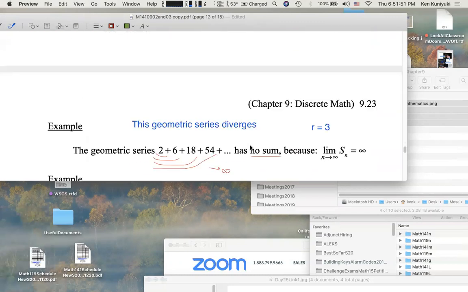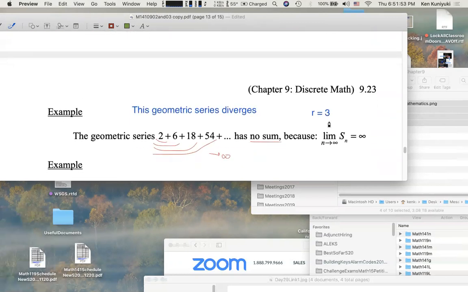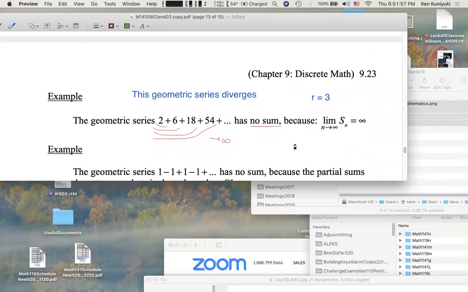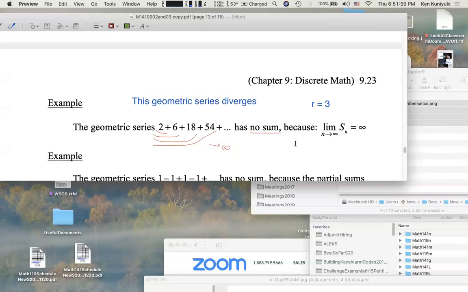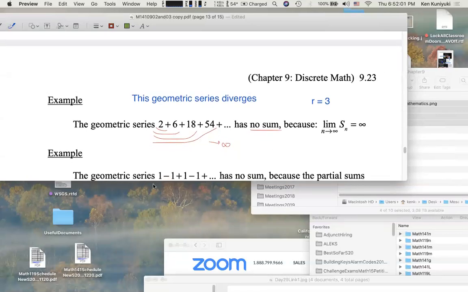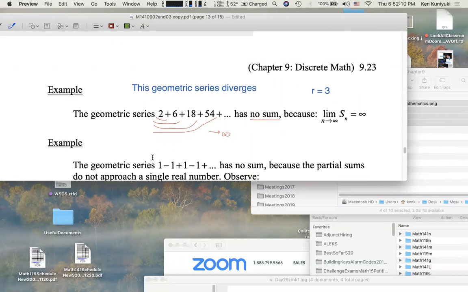Here, r was not close to 0. It was 3. This series diverged, hint, hint. How about this here? The geometric series, this is a geometric series: 1 minus 1 plus 1 minus 1, and so forth. It's an alternating series. What are the partial sums?